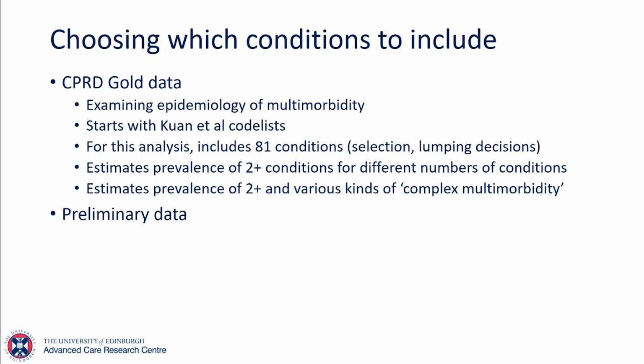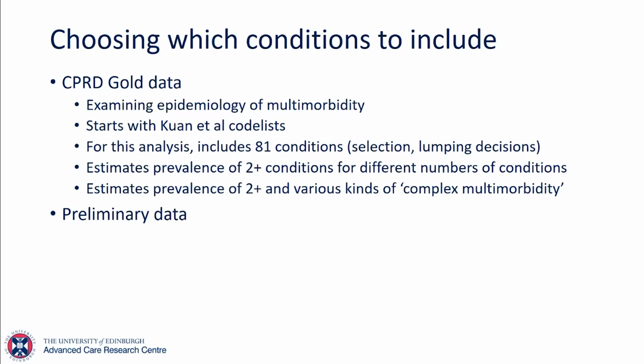Right, so okay, let's say you've got your code lists, you're happy with them, you know your conditions. Does it matter which conditions you include? So we're all looking at prevalence, using CPRD Gold data, starting with Quan code lists. We've got 81 conditions, which is a mix of selection for chronicity and other things, and then our decisions about what we lump together or don't. And we're going to look at the prevalence of 2 or more conditions for a different number of conditions included in the measure. And then I'll quickly show you something like complex multimorbidity.